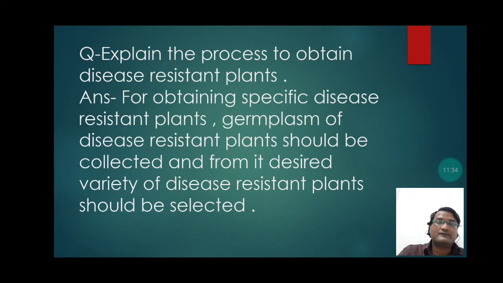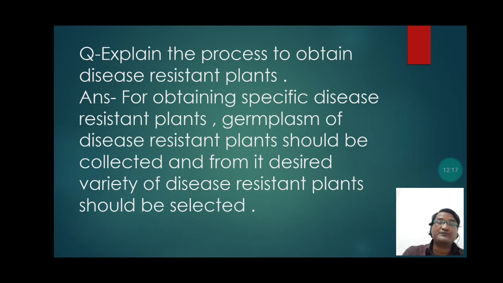Students, now let us discuss an important question, that is, explain the process to obtain disease resistant plants. For obtaining specific disease resistant plants, germ plasm of disease resistant plants should be collected. Friends, we have already discussed that germ plasm is the collection of genes, and which definitely needs to be collected, and from it desired variety of disease resistant plants should be selected.